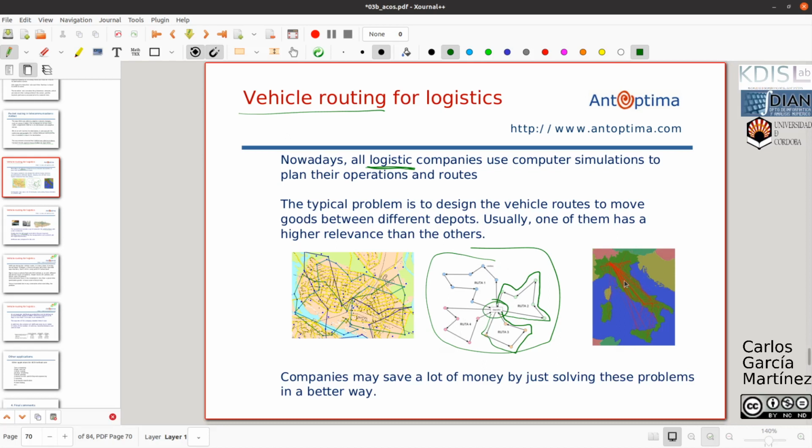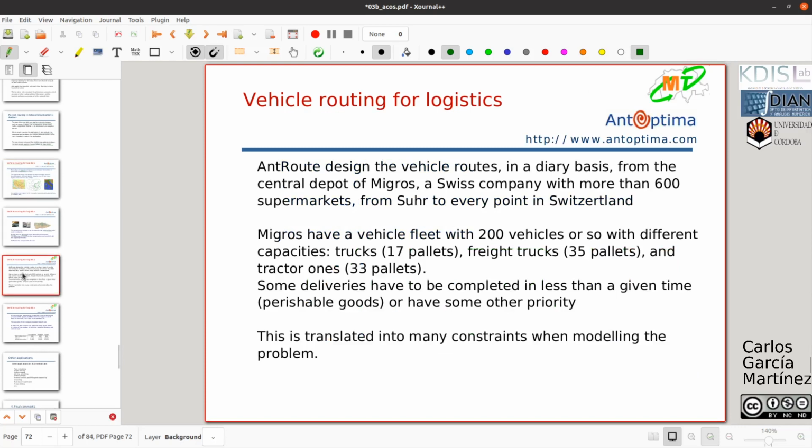In this case they have applied this algorithm, which they called ant optima, to a large company which delivers goods to the whole of Italy. In particular, they delivered goods to 600 supermarkets. They had 200 vehicles with different capacities.